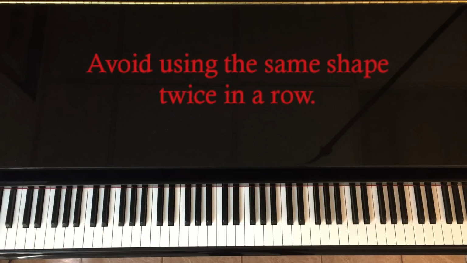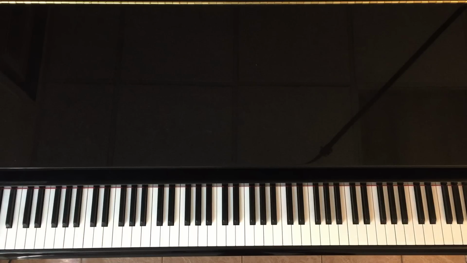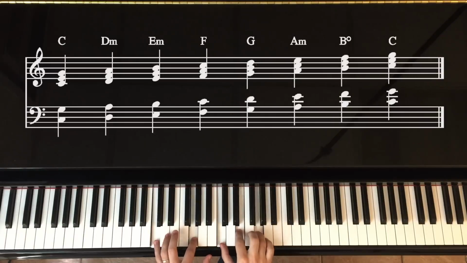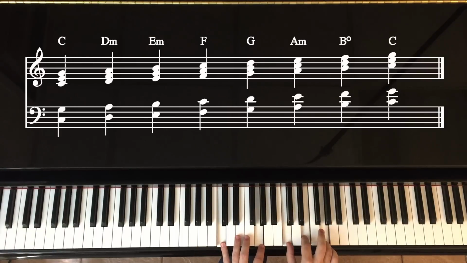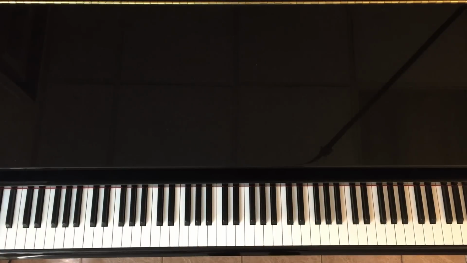a row. So for an obvious example, if I took a C major triad and moved it up the piano diatonically, this would be bad voice leading. Similarly, if I played any of these chords in root position in a row, it would not be the most effective voice leading.